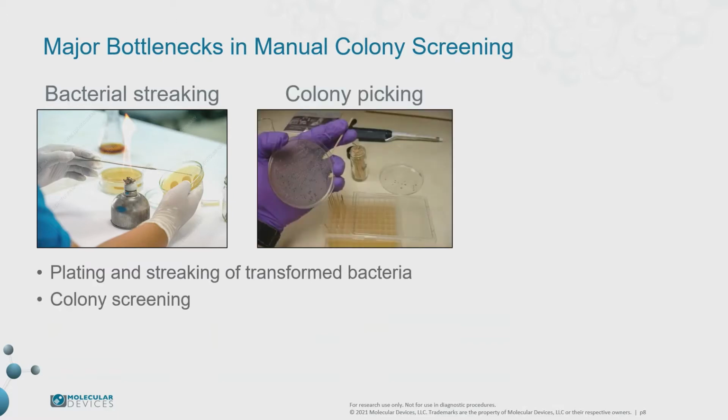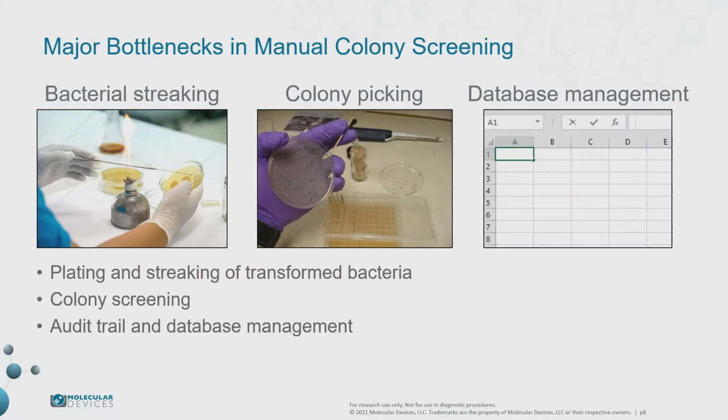Whether you are using pipette tips or toothpicks as depicted here, manual colony picking is a slow, laborious, and time-consuming process that is highly subjective and prone to human error. Manual data tracking and library database management for small sample sizes can be challenging, time-consuming, and prone to user errors, so this process will certainly create bottlenecks if higher throughput is required.